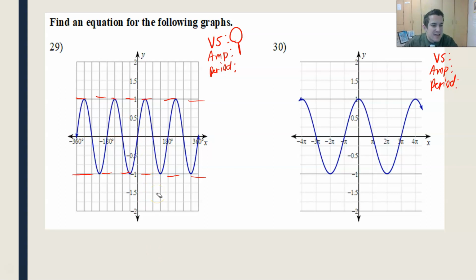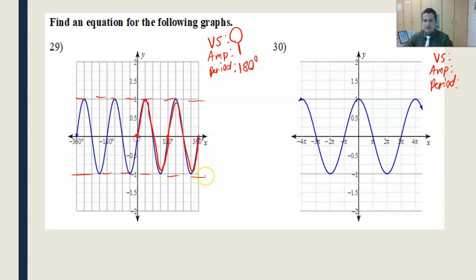How many degrees does it take to go through one full revolution? Let's see. So I go up, down, back up again to the starting position. It looks like it takes 180 degrees to get through one full repetition, which means I could get 2 full repetitions in the span of 360 degrees. Okay. Second question, is this a sine or cosine function?